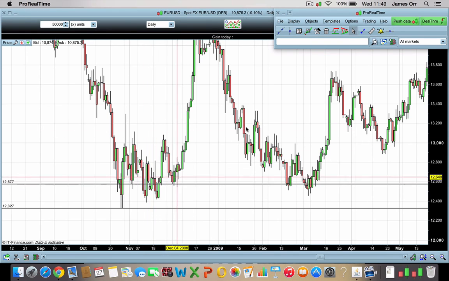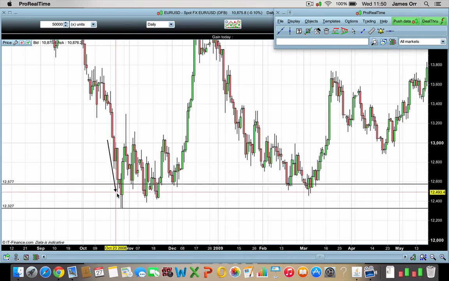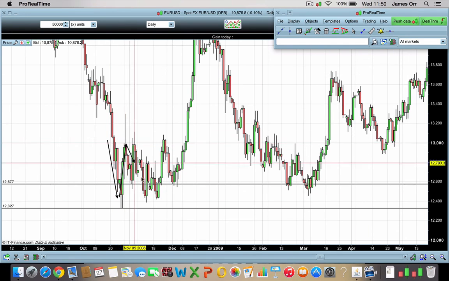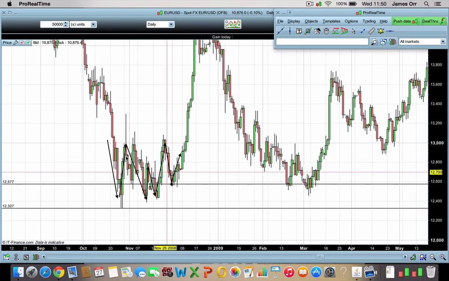the wicks from the entire move, because as you can see this move took a little while to get going. So it's bouncing, it's bouncing, it's bouncing, it's bouncing. So you want to incorporate all of this into your support and resistance zone.